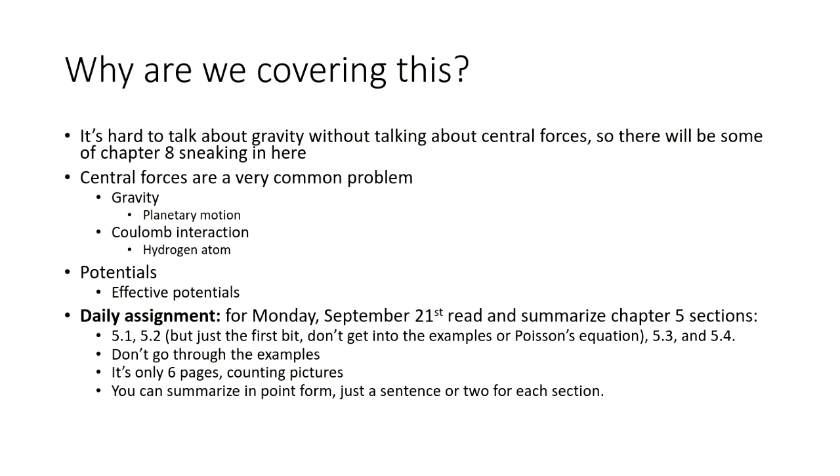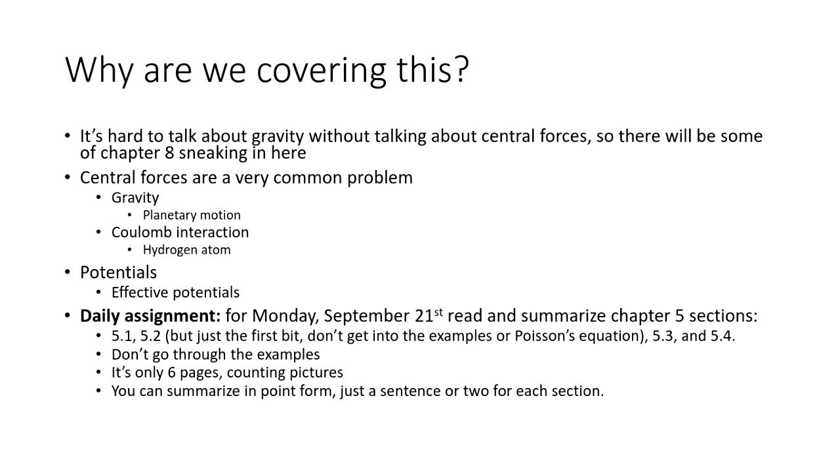So why are we covering Chapter 5 and Chapter 8 together? Chapter 5 is on gravity, and Chapter 8 is on central forces, but it's hard to talk about gravity without talking about central forces, because central forces are a very common problem, and gravity is one of the examples of that. Planetary motion is a central force that comes from gravity. Another example that you'll see as an undergraduate student is the Coulomb interaction, so the hydrogen atom, where you have an electron orbiting around a proton. That's also a central force.